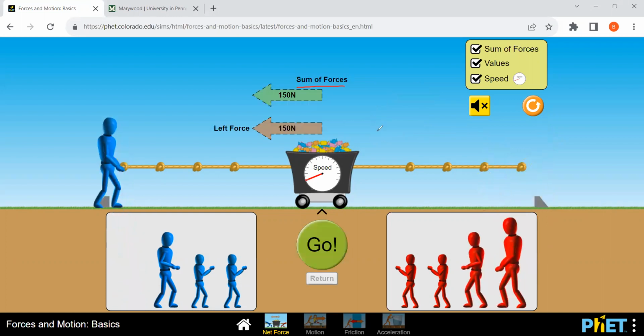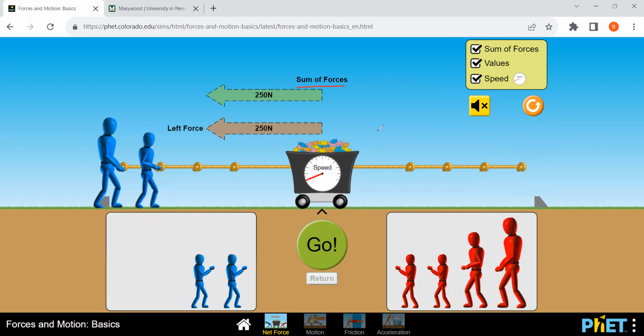The same thing if we have this robot which applies 150 to the left. Then the sum of forces is just 150 to the left. Now another one: this one applies 150 and this one applies 100, so 150 plus 100 is 250, and because both forces are directed to the left, the sum of forces is also to the left.